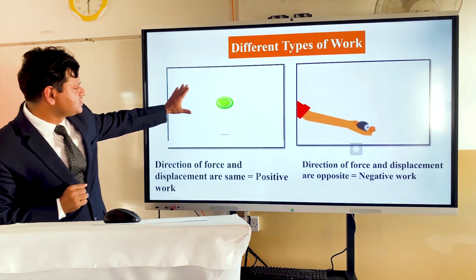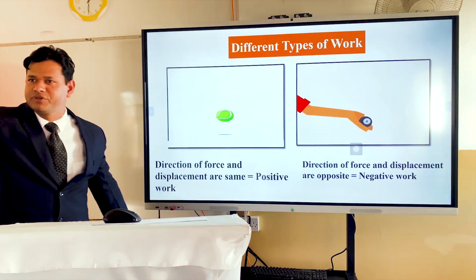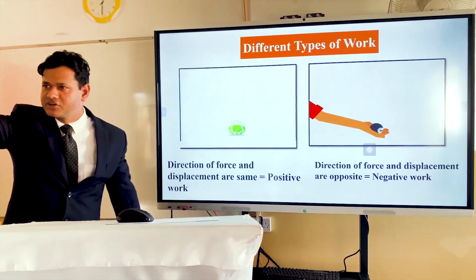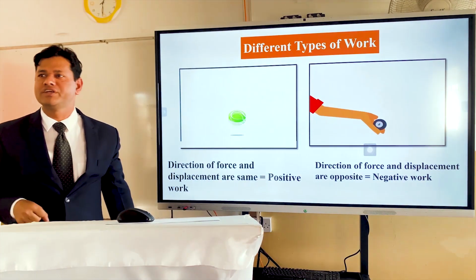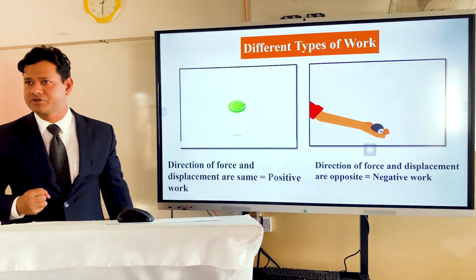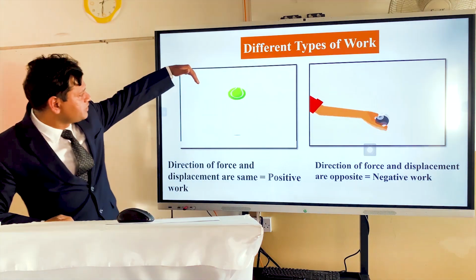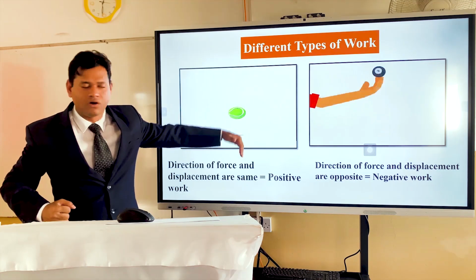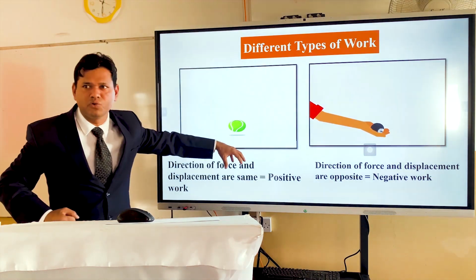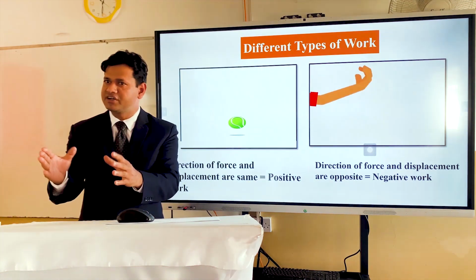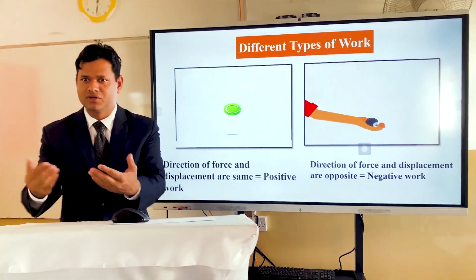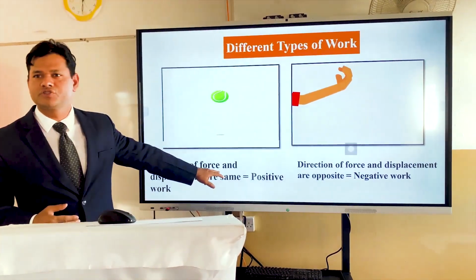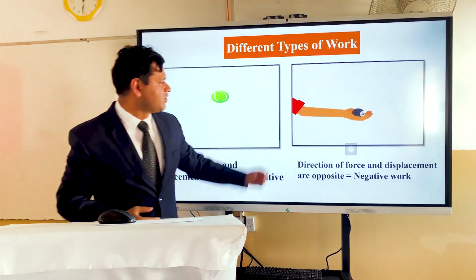So the first picture, look at here, we are dropping a ball. The ball is going down. Why is the ball going down? Because of the gravity force. Gravity is pulling the ball downward, so force is downward. Also, the object is moving downward. That means here displacement and force are in the same direction. So it will be positive work.